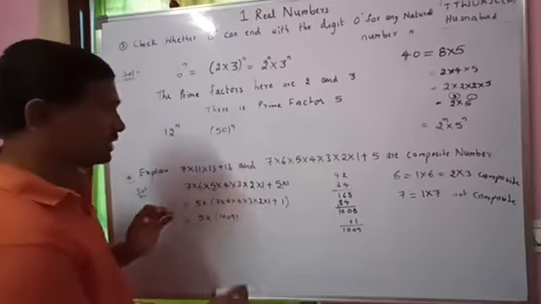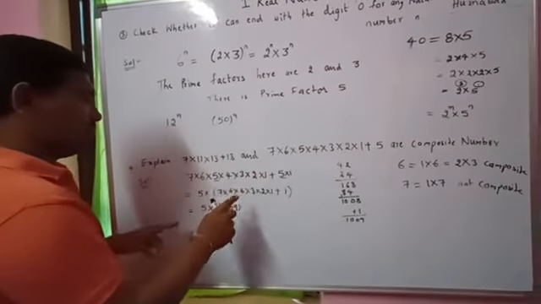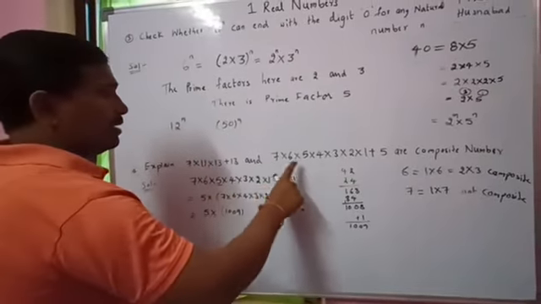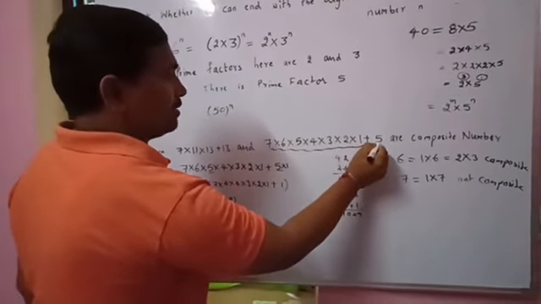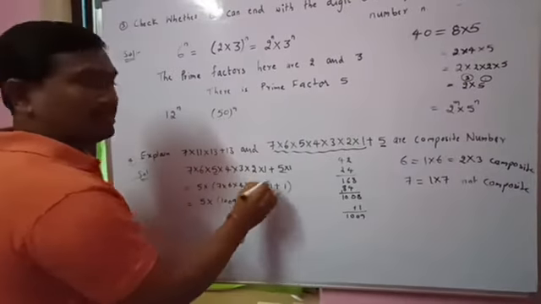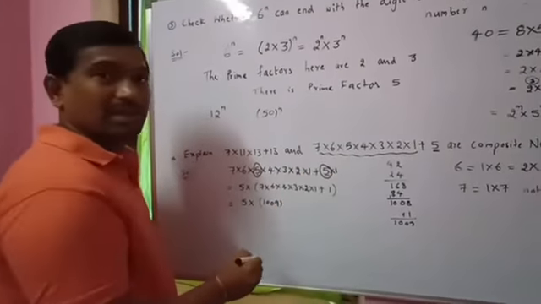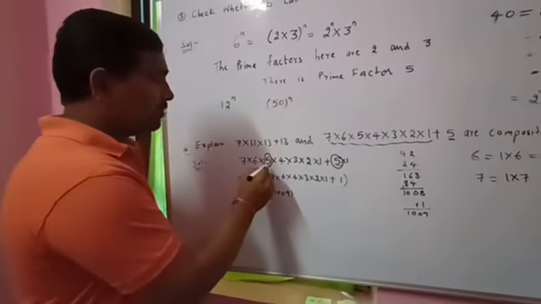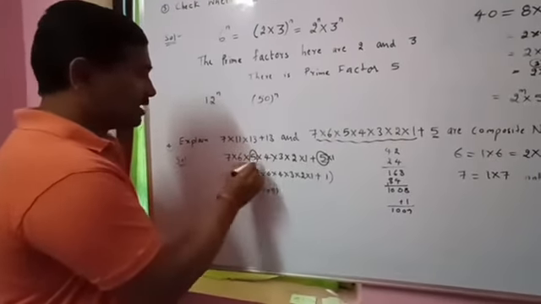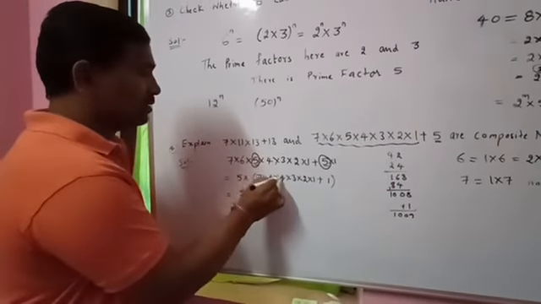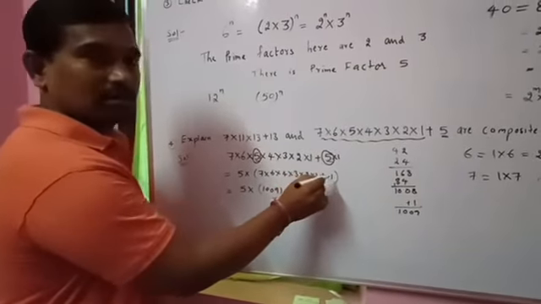Let us check here. I will explain you this. So here, see, these are all products, plus 5. This 5 can be written as 5 into 1. Now observe, 5 is a common factor, so we can take 5 as a common factor. Take 5 common. What are the remaining factors? 7 into 6 into 4 into 3 into 2 into 1 plus 1.